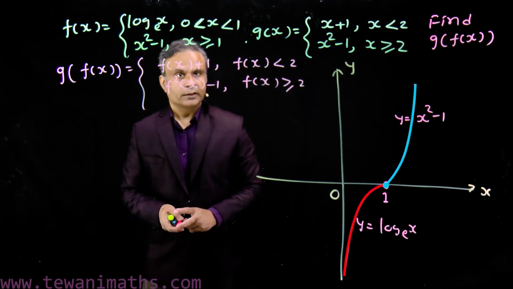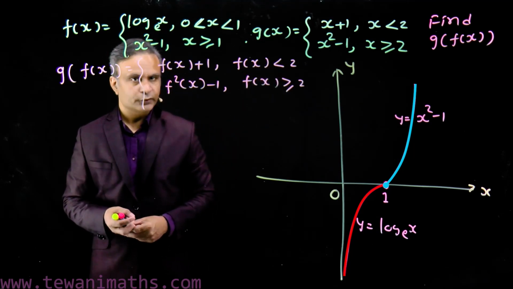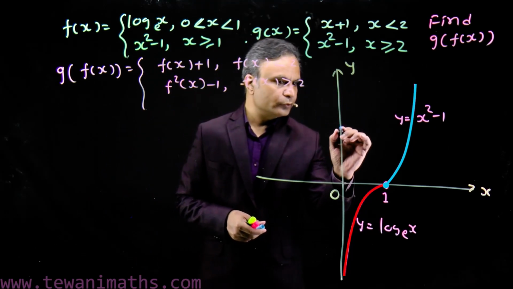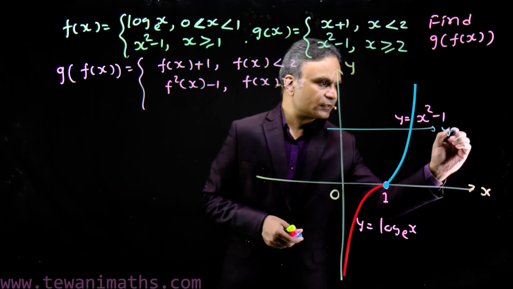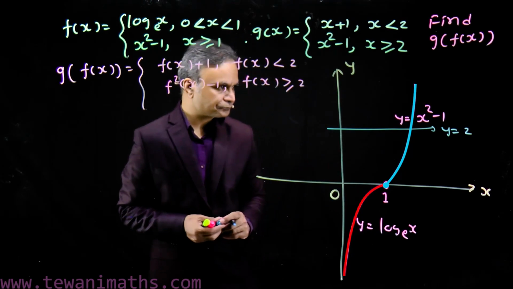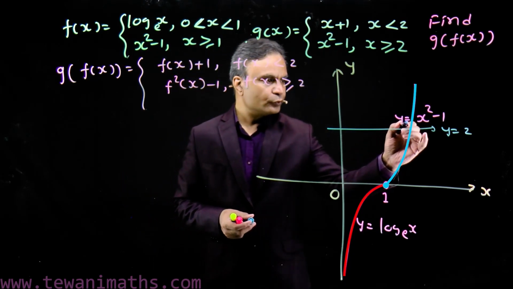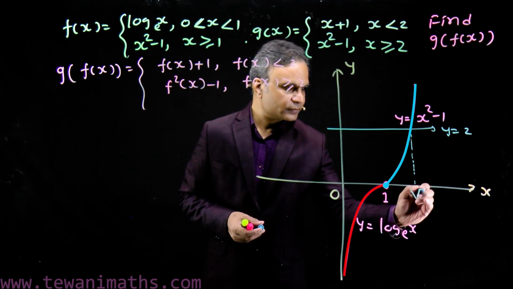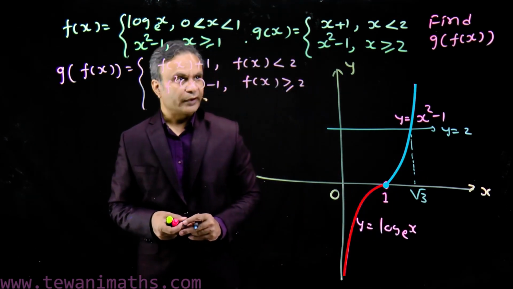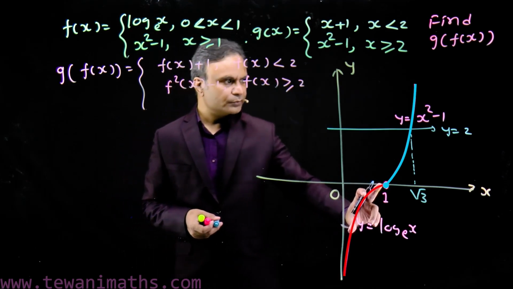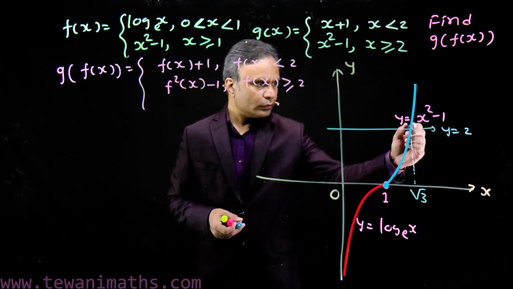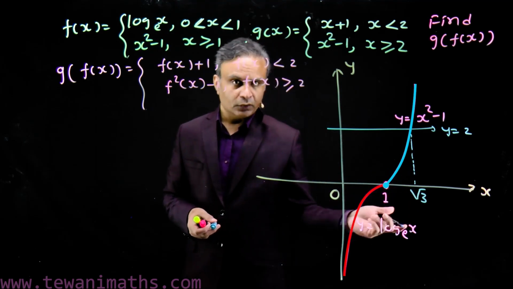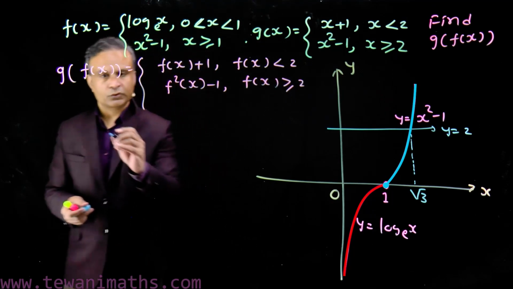Okay, now first we have fx less than 2. Okay, so we draw line y is equal to 2 here. This is line y is equal to 2. Put y is equal to 2, we get x is equal to root 3. Here we have x is equal to root 3. Okay, so for fx less than 2 we have two possibilities, either log x or x square minus 1. Log x for 0 to 1 and x square minus 1 for 1 to root 3.